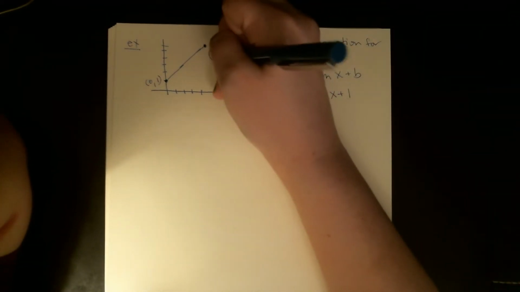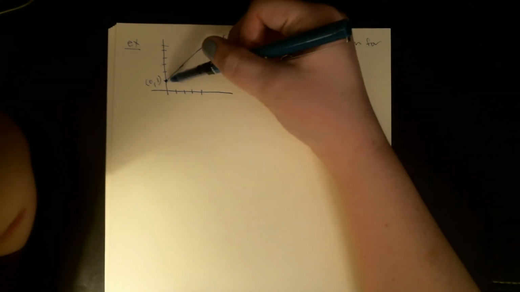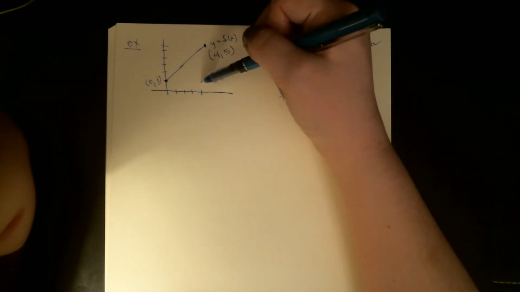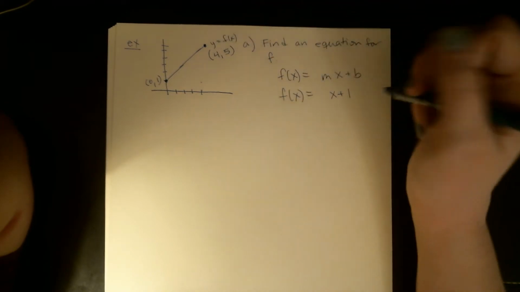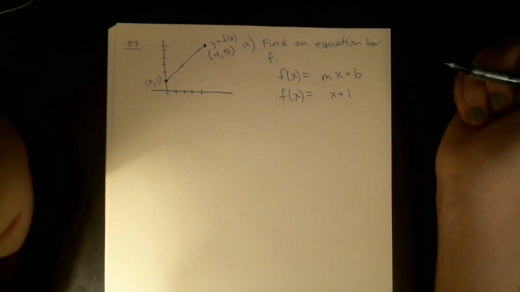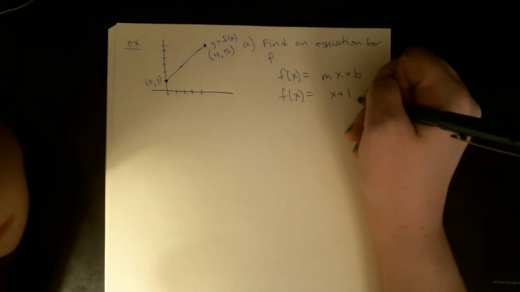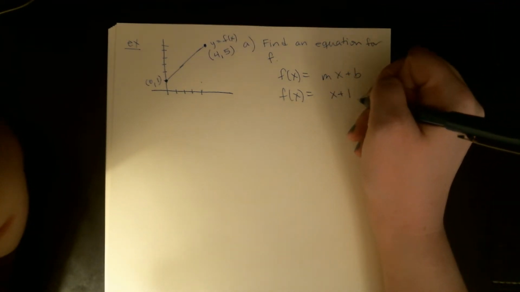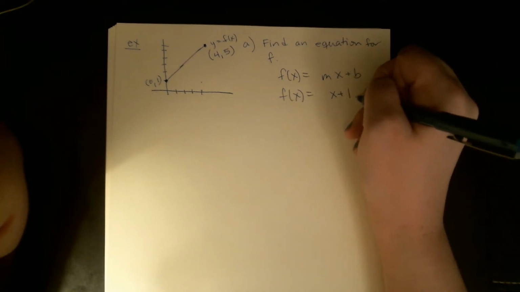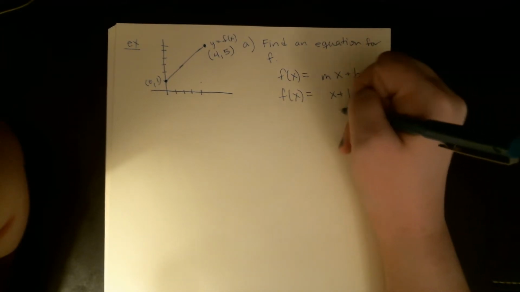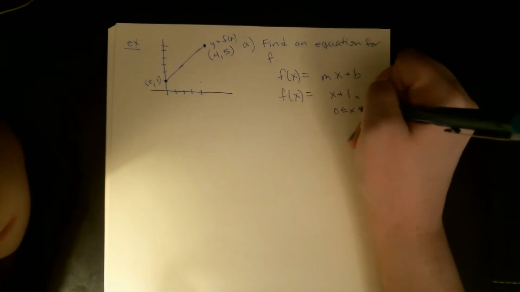And I should also be able to count out, I didn't label that, but that's 4, 5. So if I go over 4, I also go up 4, which means my slope is also 1. So the equation for the function is just f of x equals x plus 1. But because it's clearly showing that it gets cut off at x equals 0 and x equals 4, I'm going to go ahead and include that as well. This is for 0 less than or equal to x less than or equal to 4.